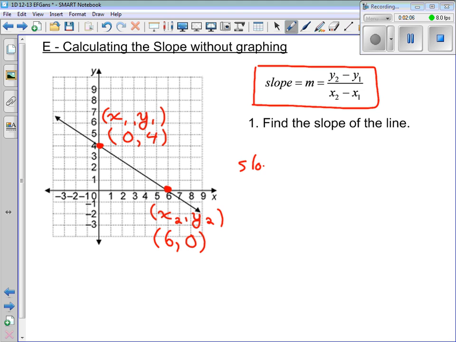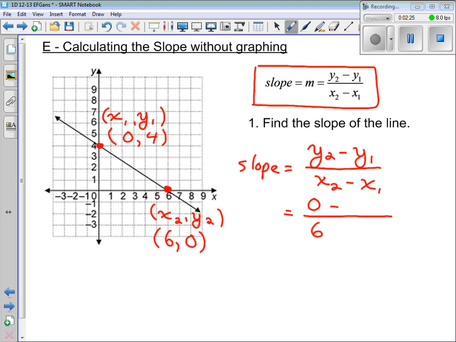So my slope is going to be, well, let's see, y2 minus y1 over x2 minus x1. My y2 value is 0. My x2 value is 6. I'm subtracting on the top and the bottom. And let's see, my y1 is 4. My x1 is 0. And now I just want to simplify this.